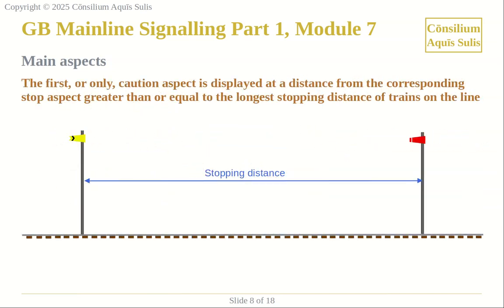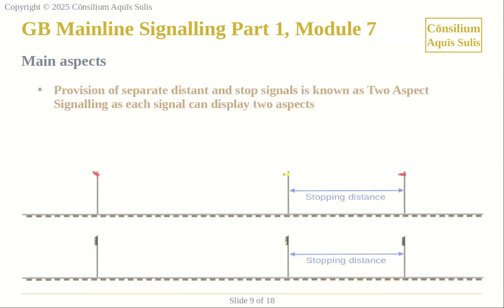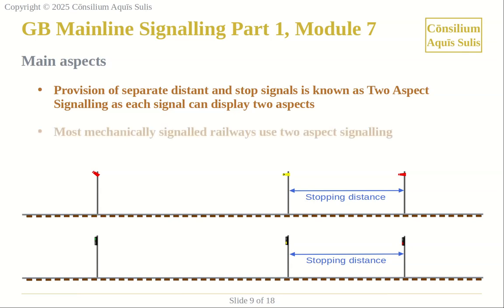The first and often only caution aspect is displayed at a distance from the corresponding stop aspect greater than or equal to the longest stopping distance of trains on the line. So when a driver sees a caution aspect, they have enough distance to brake to a standstill before the next stop signal displaying a stop aspect. This provision of separate distant and stop signals is known as two-aspect signalling, as each signal can only display two aspects, and it is indeed the norm in mechanically signalled railways, and often also found on colour light signalled railways for lightly used lines.